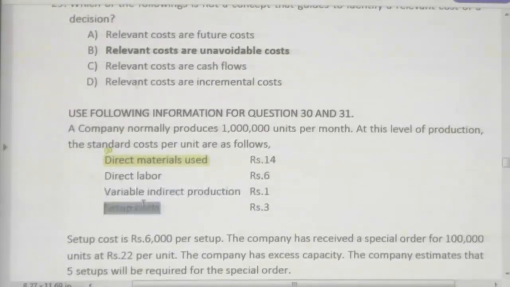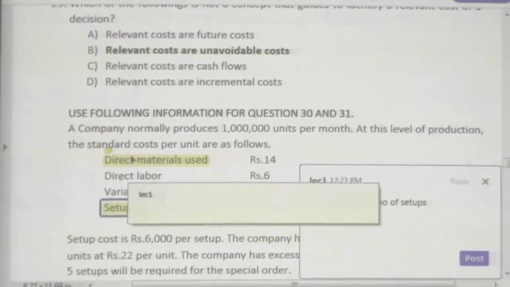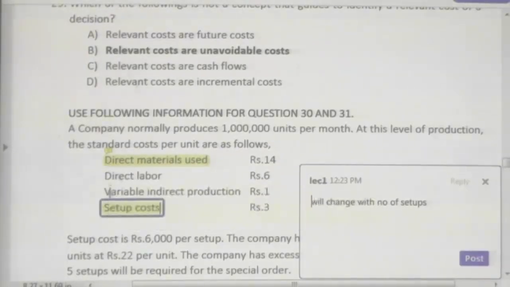But setup cost will change with the number of setups, right? Now you can see a difference between setup cost and the other three costs. All other three costs will change according to the number of units. Setup cost will change according to the number of setups. Is that clear? Right.